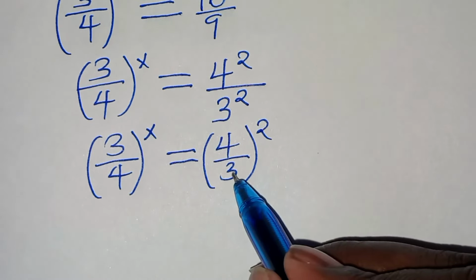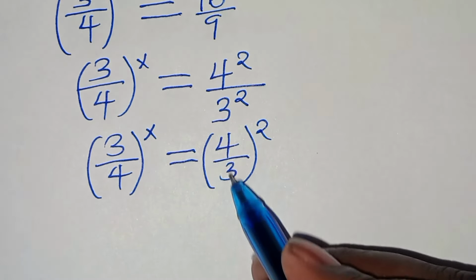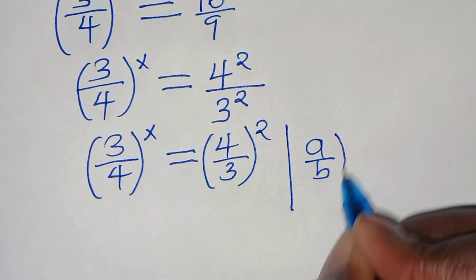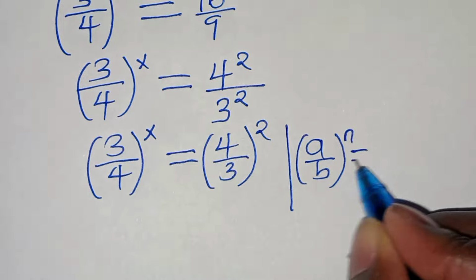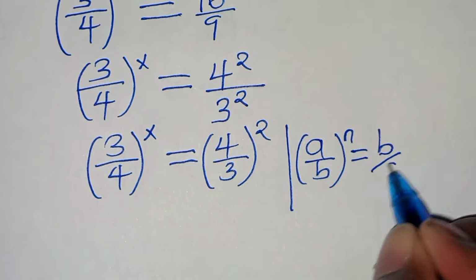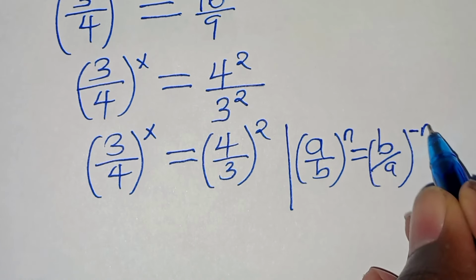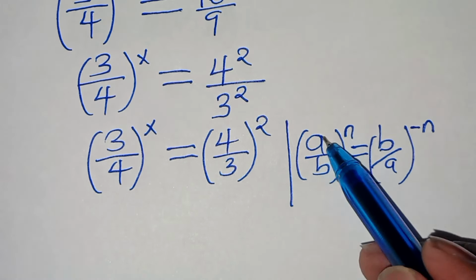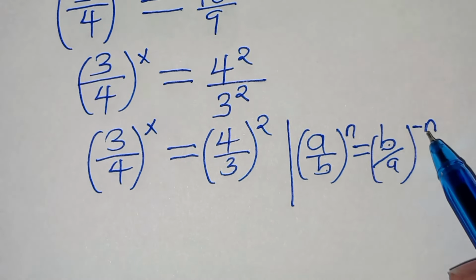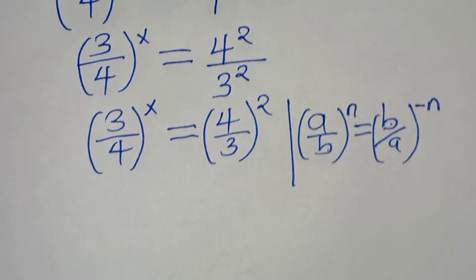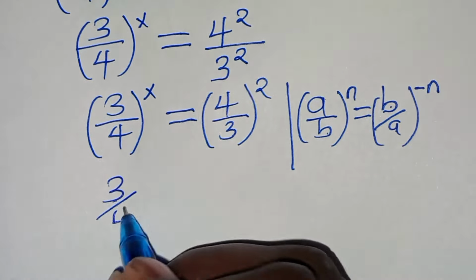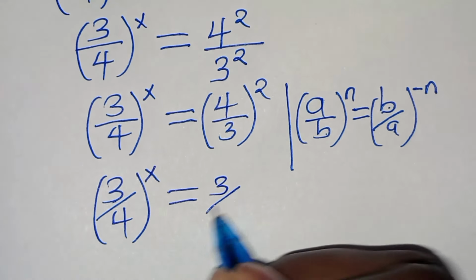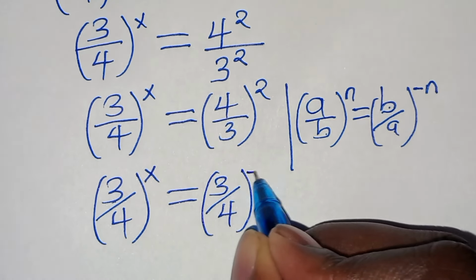Now, 4 over 3, remember we have 3 over 4 here, and this is 4 over 3. Now, we have a over b raised to the power of n. This can be expressed as b over a raised to the power of minus n. So basically, if we interchange the fraction a over b so that it becomes b over a, then we have the reciprocal of it. So we have 3 over 4 raised to the power of x. This is equal to 3 over 4 raised to the power of minus 2.